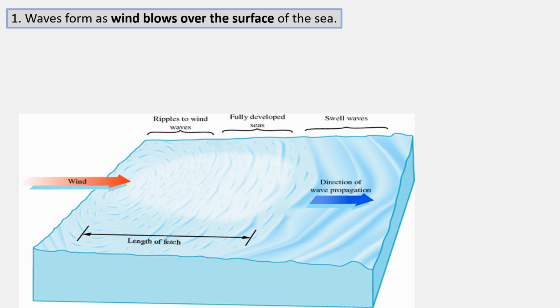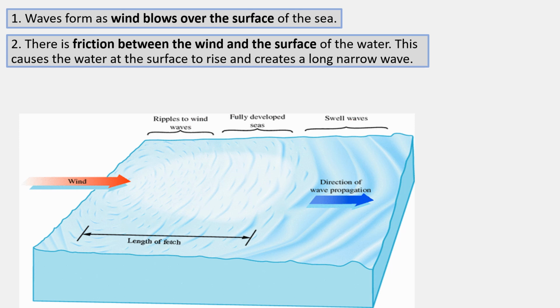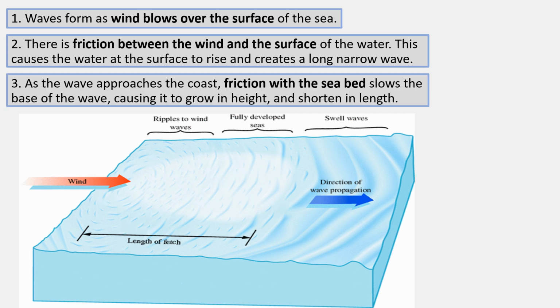Waves form as wind blows over the surface of the sea. There is friction between the wind and the surface of the water, and this causes the water at the surface to rise and create a long narrow wave. As the wave approaches the coast, friction with the seabed slows the base of the wave down, causing it to grow in height and shorten in length. Eventually the wave's crest will collapse down onto the beach.